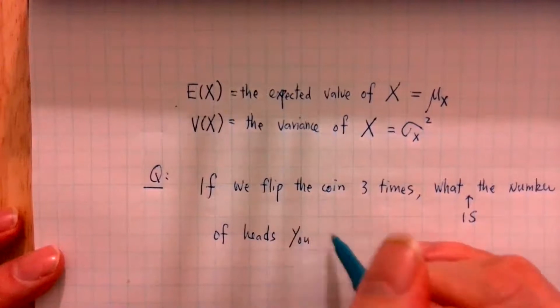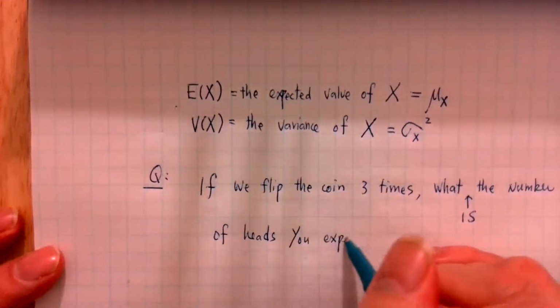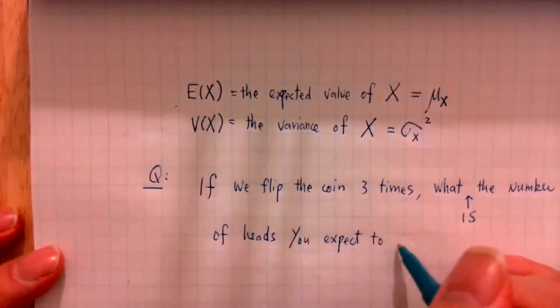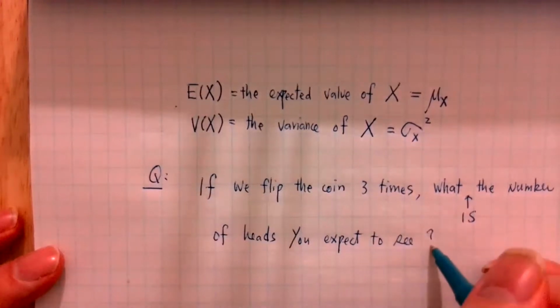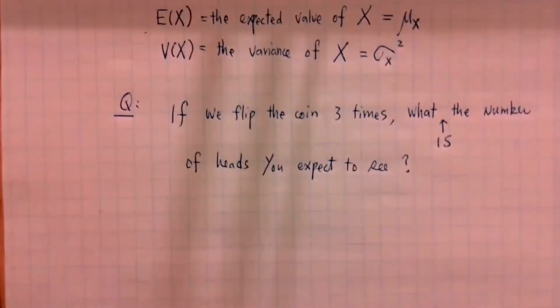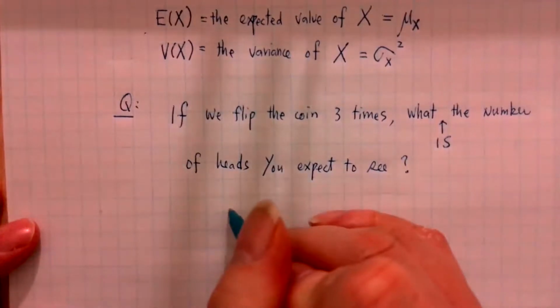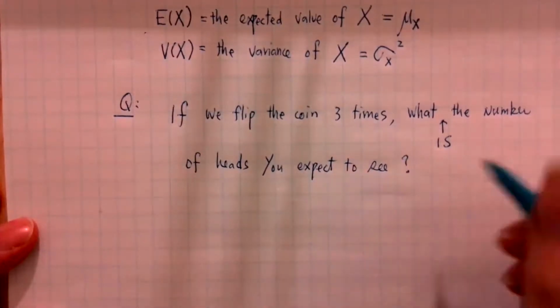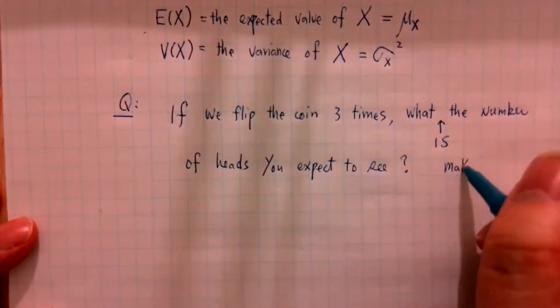What do you expect to see? If we flip the coin 3 times, what is the number of heads you expect to see? That is what we call the expected value of x. I ask you to make a guess.